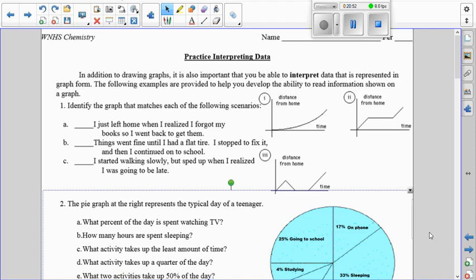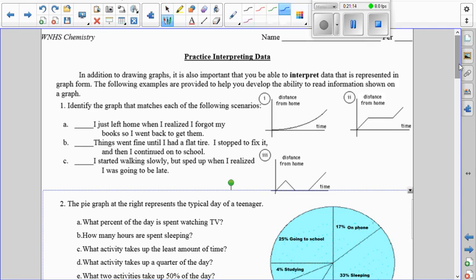So you know how to interpret lots of different kinds of graphs, okay? Not just make them. So let's take a look at this first one. Identify the graph that matches each of the following scenarios. Okay. So this person left home, so they were going away from home. Then I realized I forgot my books, so they went back to home, and they probably went to school after that.